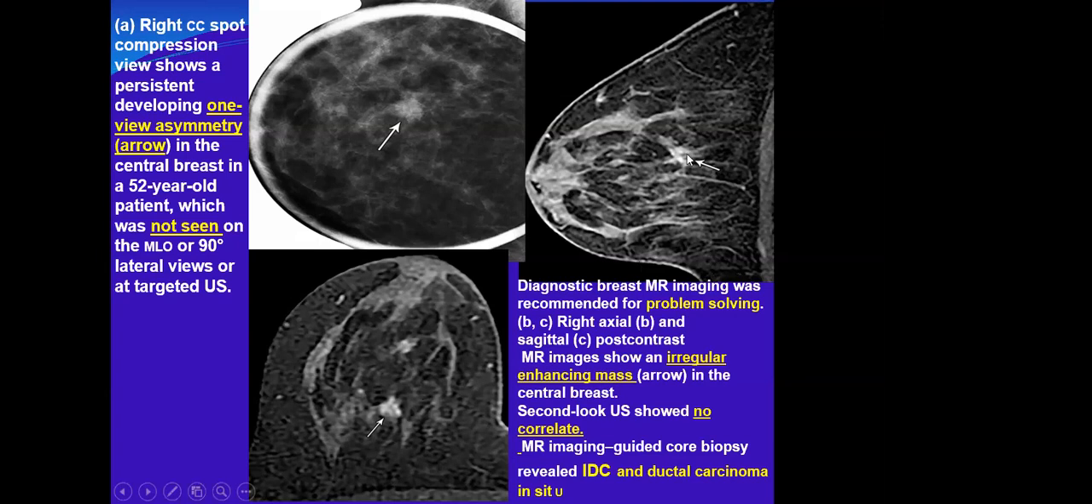Post contrast revealed the lesion here as an irregular enhancing mass. Also, second look ultrasound showed no correlate, and then we used the ultrasound as guidance to take a biopsy, and the result was infiltrative ductal carcinoma with carcinoma in situ.